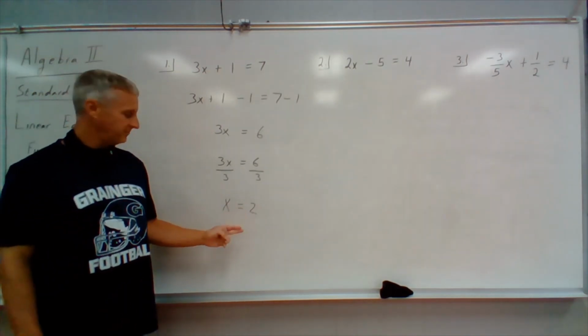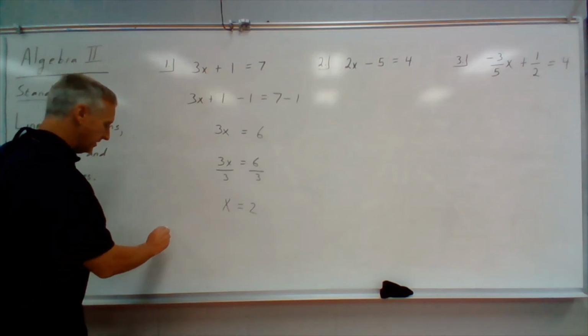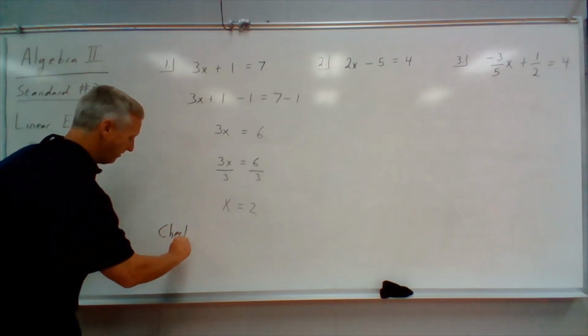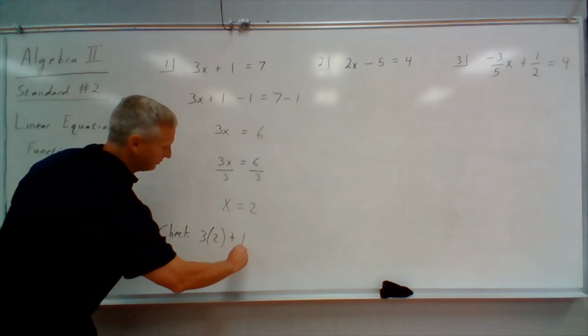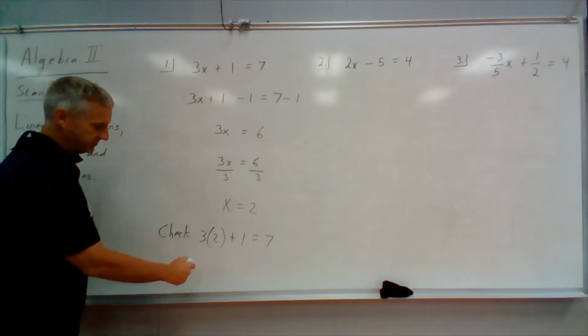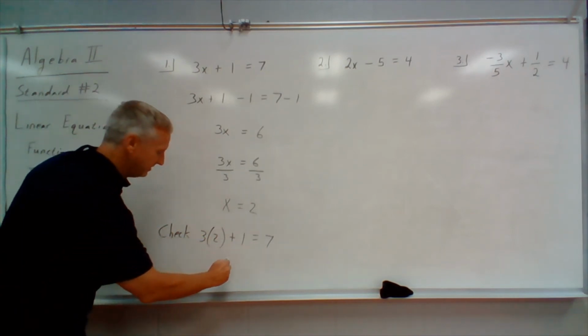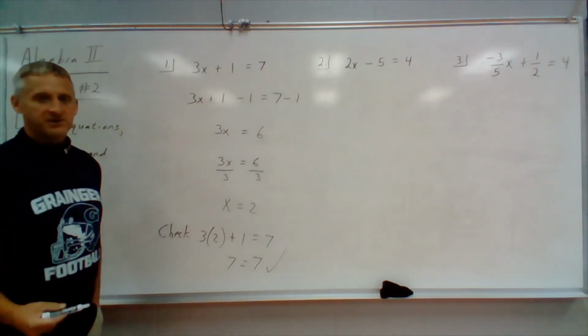So let's check that. If I plug 2 in for x, I should get a true statement. So check that 3 times 2 plus 1 is really equal to 7. 3 times 2 is 6. 6 plus 1 is 7. I've got 7 is equal to 7. So that's a true statement, and we know we got it right.